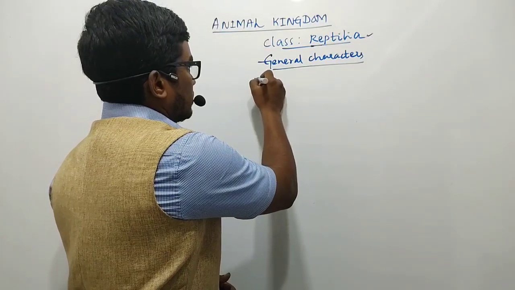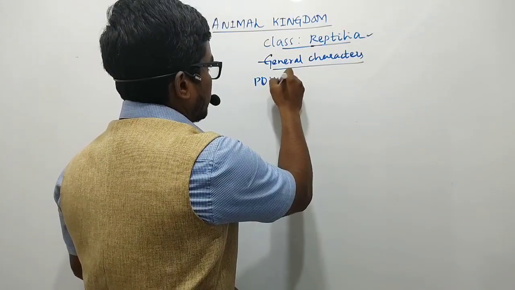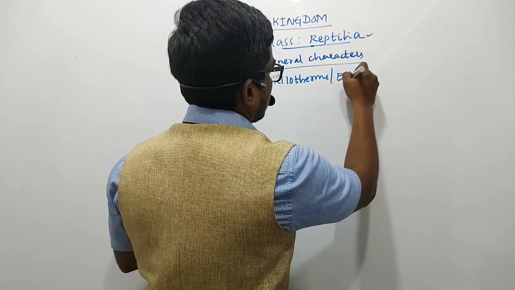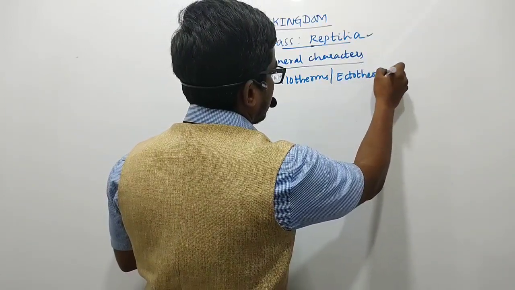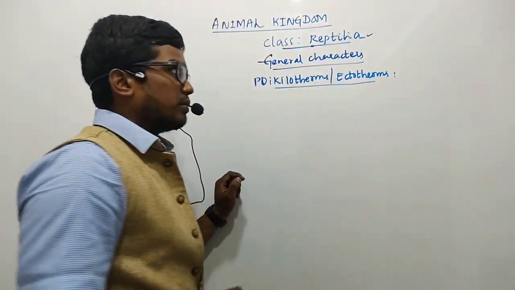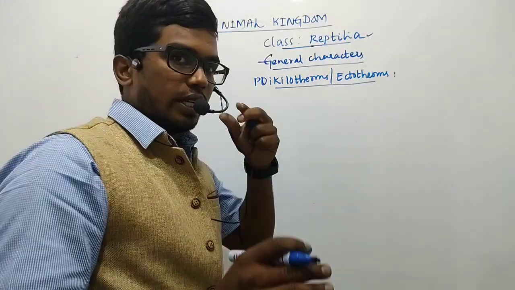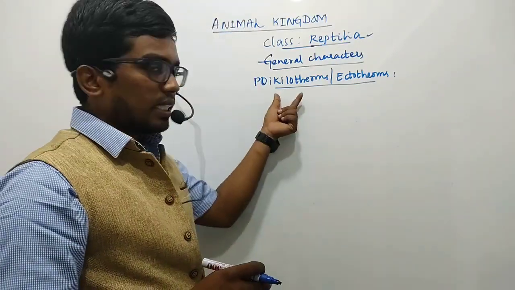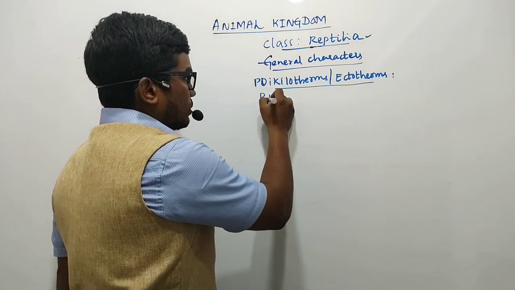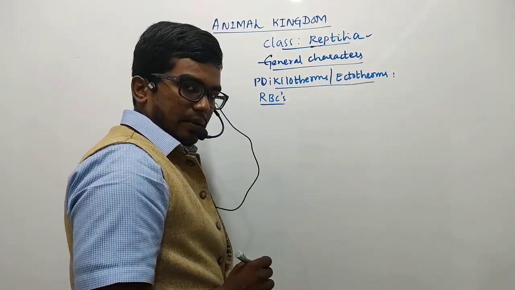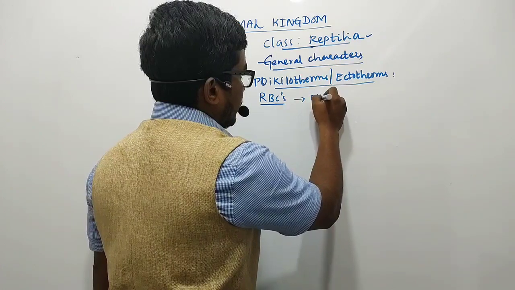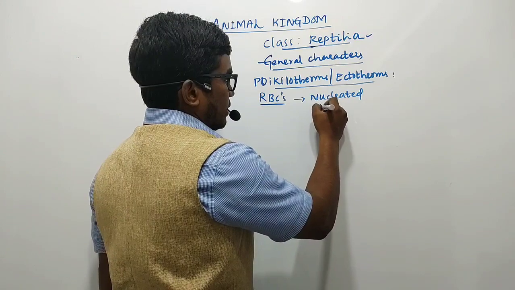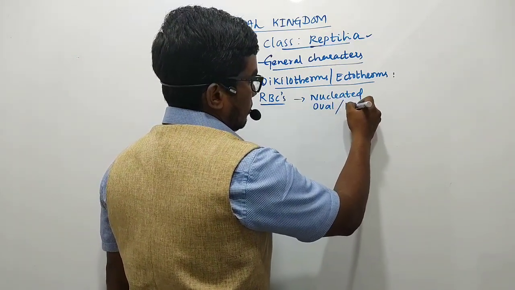Next character is, you know, these organisms are poikilotherms or ectotherms. That means they are cold-blooded organisms, and their body temperature fluctuates according to the environment where they live or where they survive. Alright? So that's one important aspect. And coming to the erythrocytes or RBCs, here they are nucleated. That means they have the nucleus, and the shape can be either oval or biconvex.